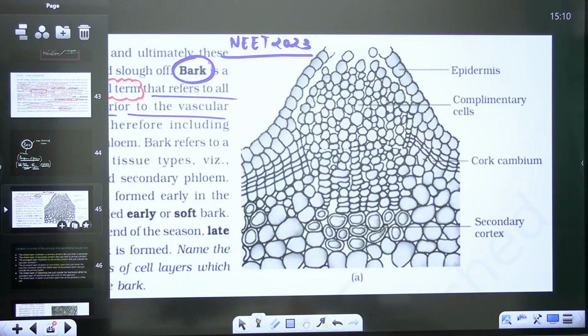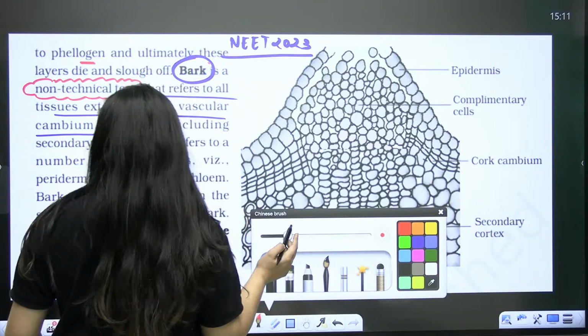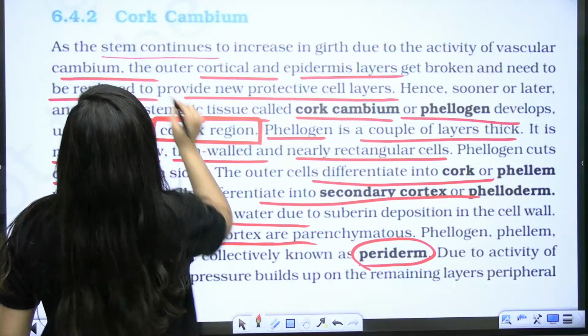So this is all about the activity of the cork cambium as well. Cork cambium will remain living and active for only one year. Every year a new cork cambium is formed.